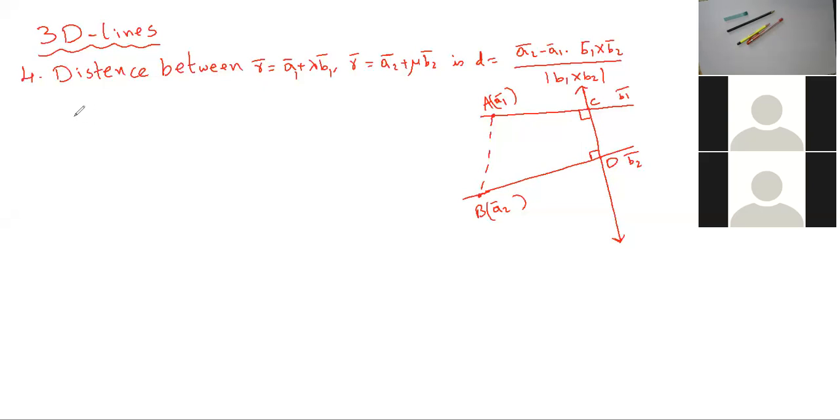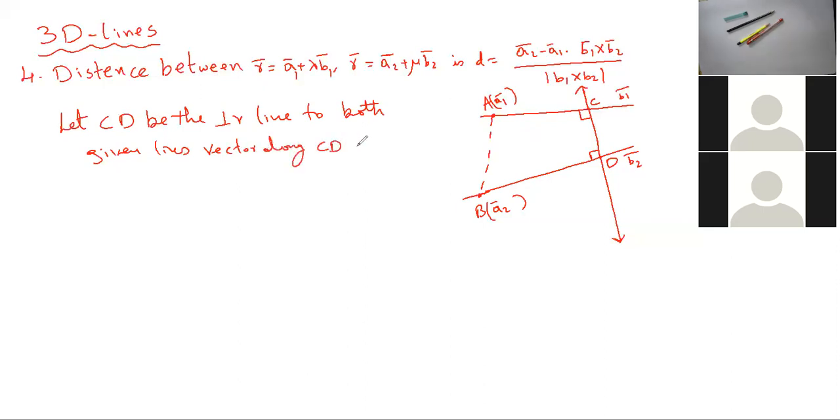Let CD be the perpendicular line to both given lines. Therefore, the vector along CD, not exactly the CD, the vector along CD. Because the magnitude is not the same as the CD. Vector along CD means CD is perpendicular to both B1 and B2. The vector which is perpendicular to both B1 and B2 is B1 cross B2.